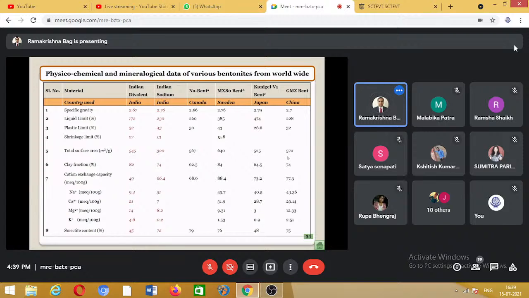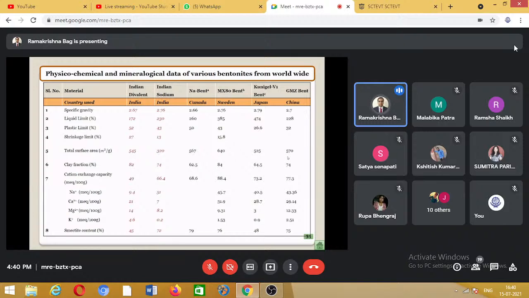474. Okay. So this Indian divalent and Indian sodium bentonite, what we are talking about, this is the test conducted in our laboratory at IIT Patna itself. The bentonites are procured from Rajasthan itself, in the Bikaner and Barmer area. These two districts, you have got a lot of such expansive material.